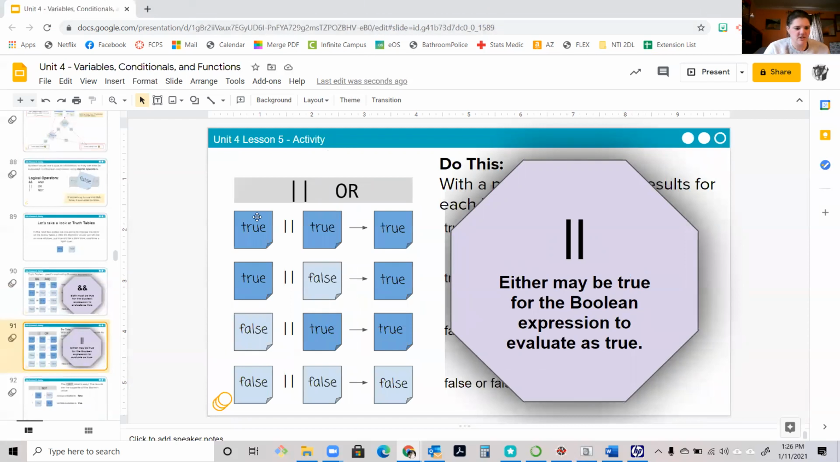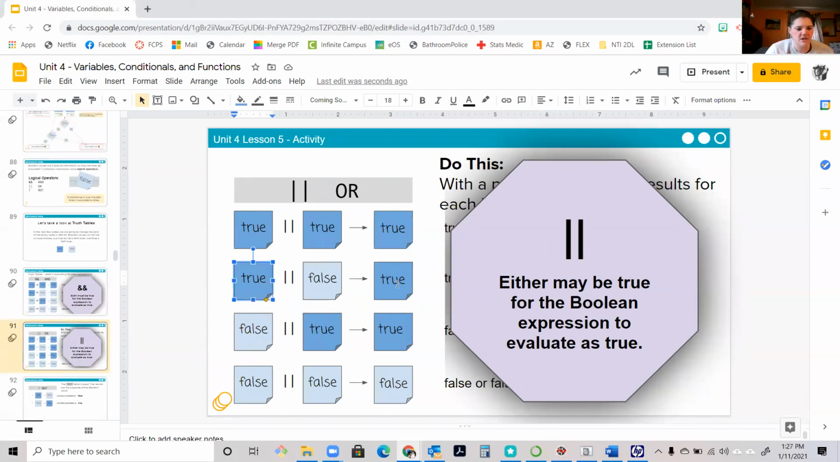Okay, here's your answers. If we are looking for or, it means I only need one to be true to get true as my overall output. So true and true will give us true. True or false will give us true. False or true will give us true. And the only way to get false is if both the first expression and the second expression evaluate to false.